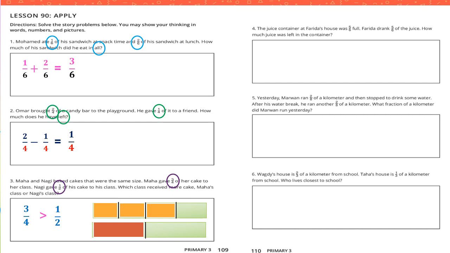The next page, number 4. The juice container at Farida's house was 5 over 6 full. Farida drank 5 over 6 of the juice. How much juice was left in the container? Here, don't forget the steps. Our steps here: circles on the fractions and on the keyword. The keyword here is "left." Left means minus. Don't forget, put the greatest fraction first.